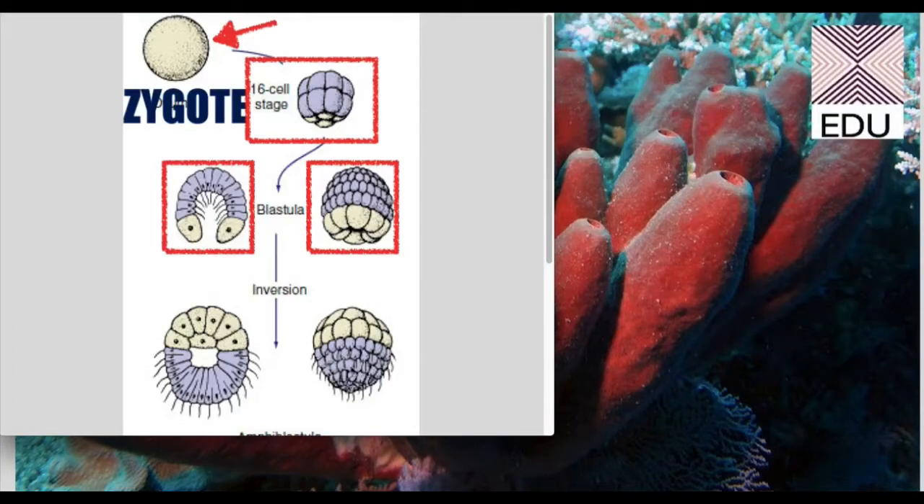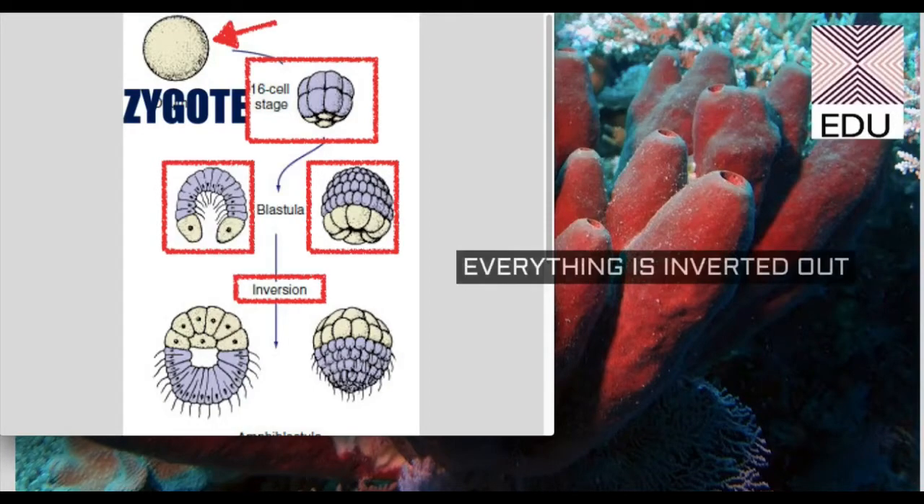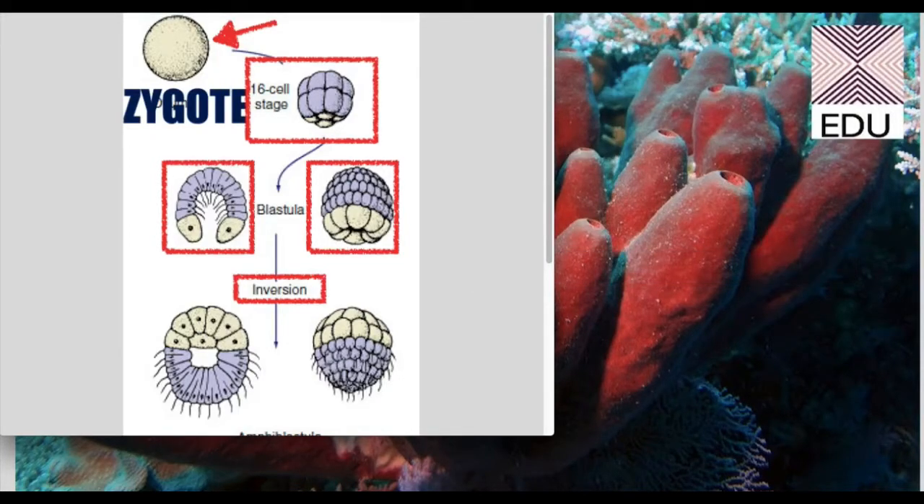In this, what happens is the stomoblastula undergoes an inversion process. In this process, whatever is inside the blastula comes towards the outside. So the flagellated cells are inverted, and the flagella come towards the outside. Here you can see the flagella are towards the outside.